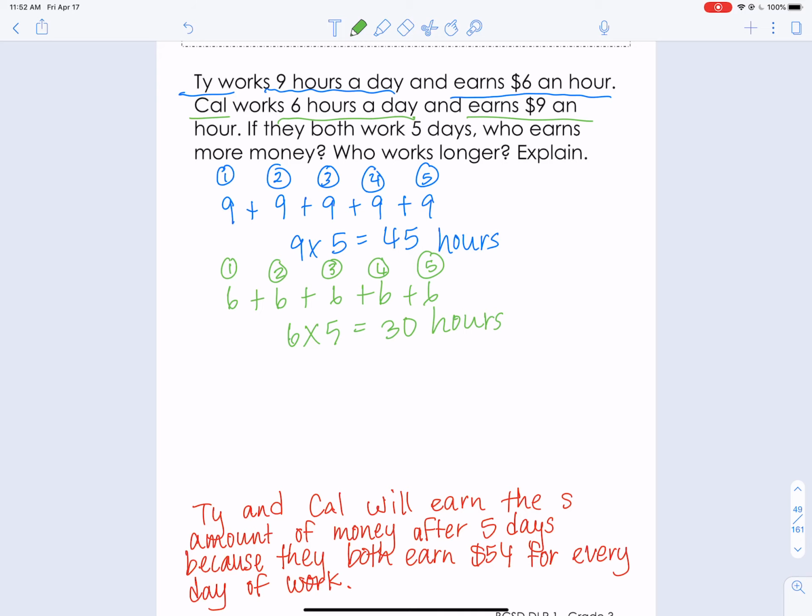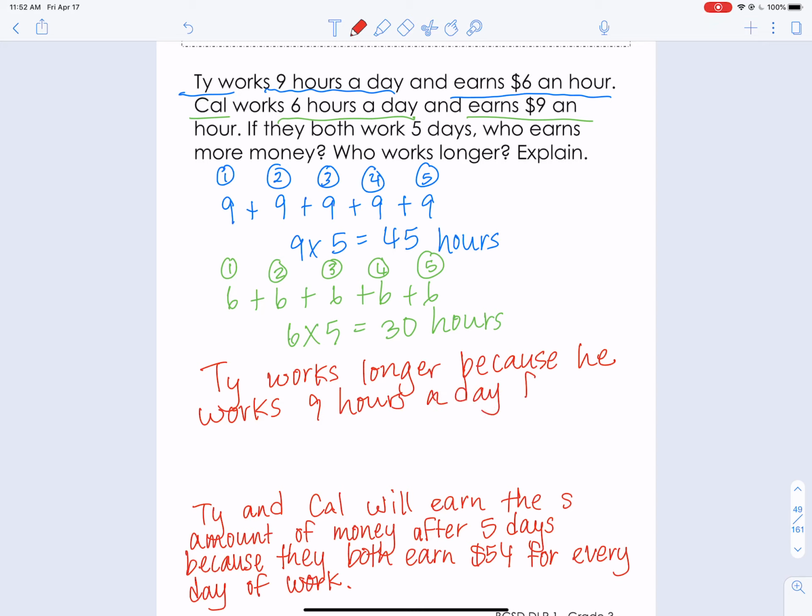So let's write a sentence about that. Okay. We're going to say Ty works longer because he works 9 hours a day for 5 days, which is 45 hours.